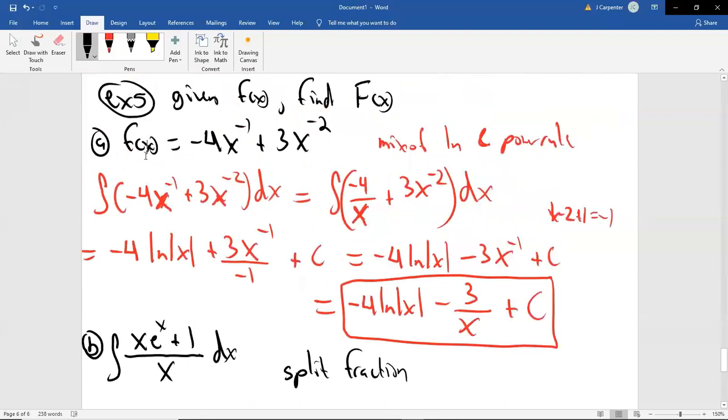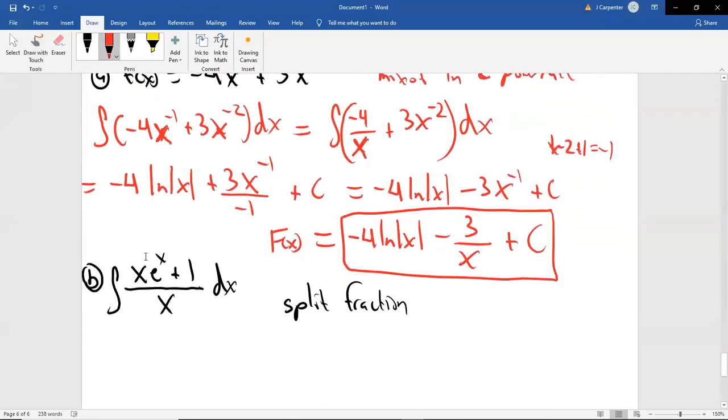Oh, and by the way, the answer to A, I said find f of x, capital F of x. This was the capital F of x. I forgot to write that. So this time our little f is the inside and the big F will be the answer. So if we split this up, here's what we get.